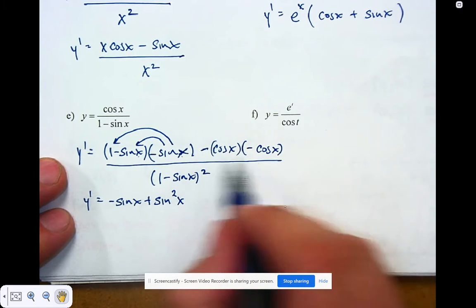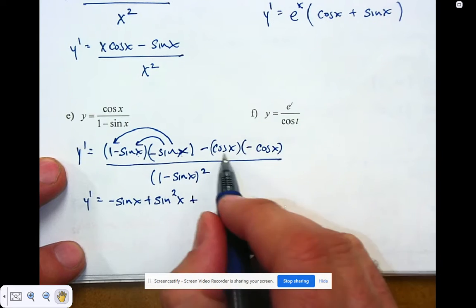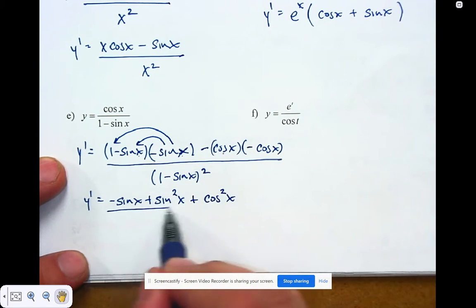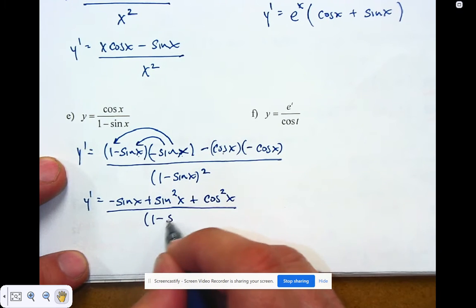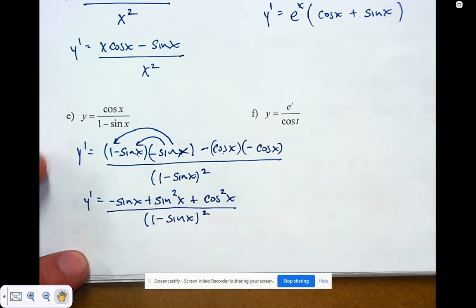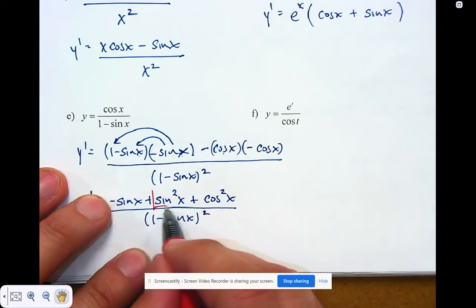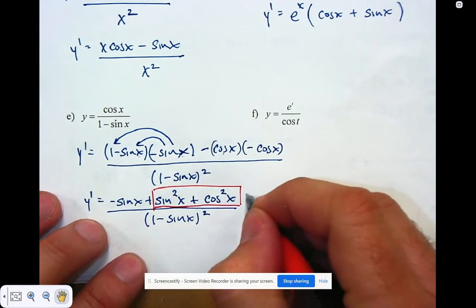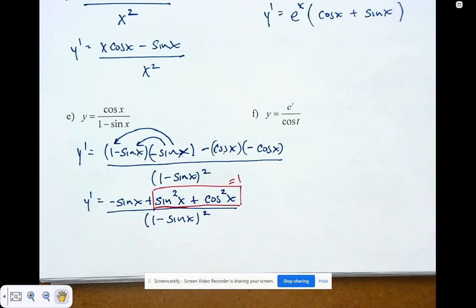All right, then we've got a negative times a negative, which is positive. Cosine times cosine is cosine squared of x. And that's all over 1 minus sine of x quantity squared. Okay. All right, there is an identity that I've mentioned in class. That doesn't mean that you know it or you remember me saying it. All of that, you guys, is equal to 1. Okay, so don't freak out about that. It's just a math fact.